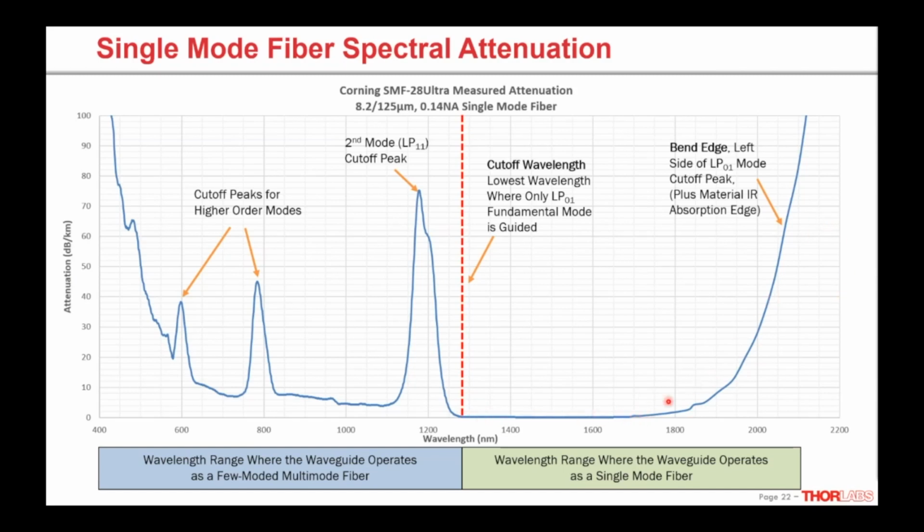On the right-hand side, we do see a characteristic increase of the attenuation. And if you recall, that bend-induced attenuation curve was still pretty close to 0 all the way out at 2000 nanometers. This one's is further in. And why is that? The reason is we have that bend edge, that behavior where the fundamental mode becomes lossy with bending. But we also have a second factor, which is material absorption.